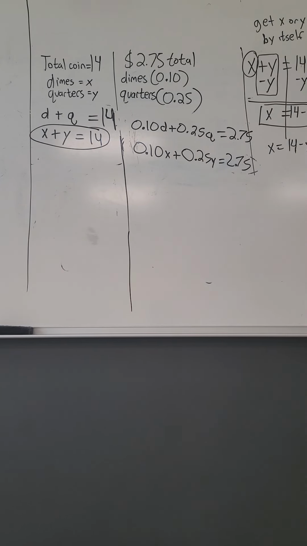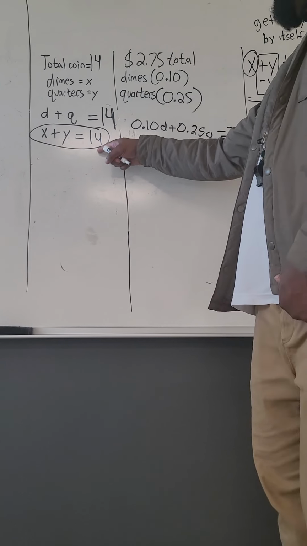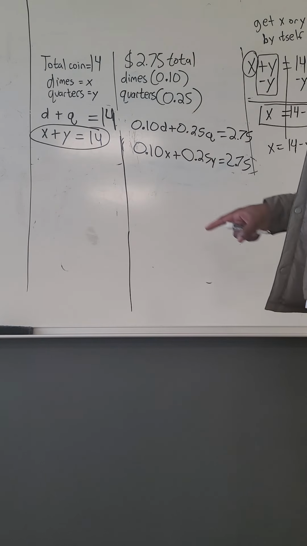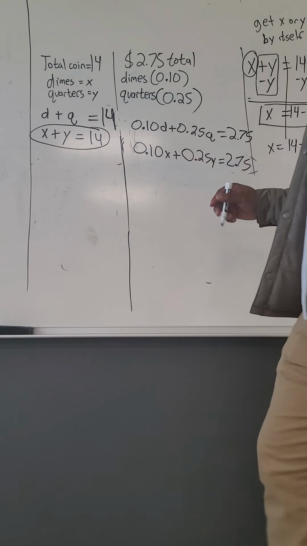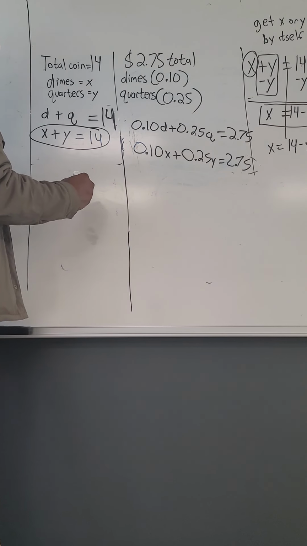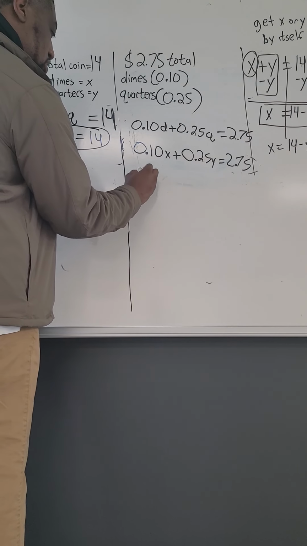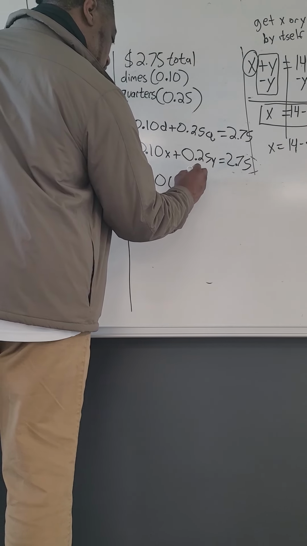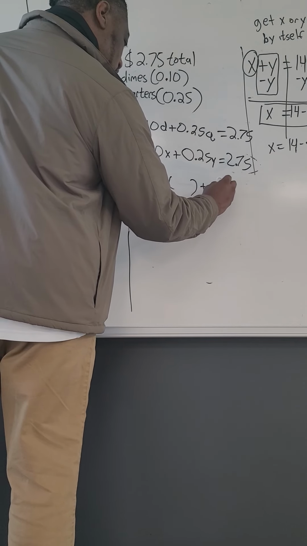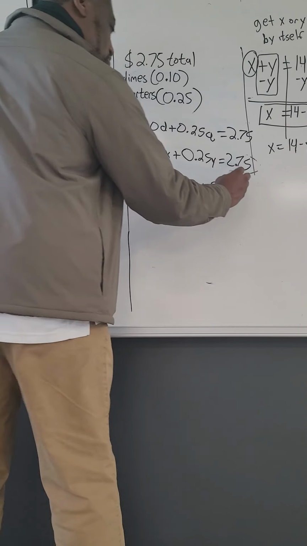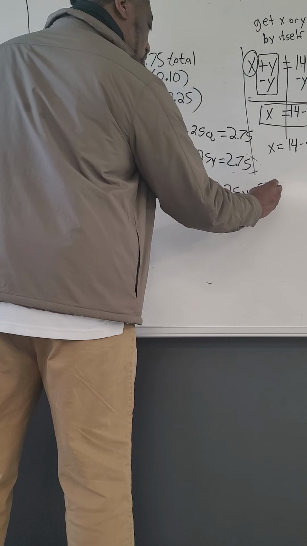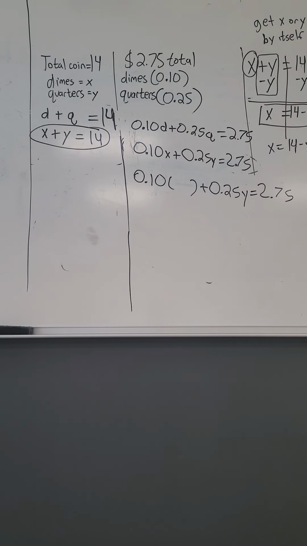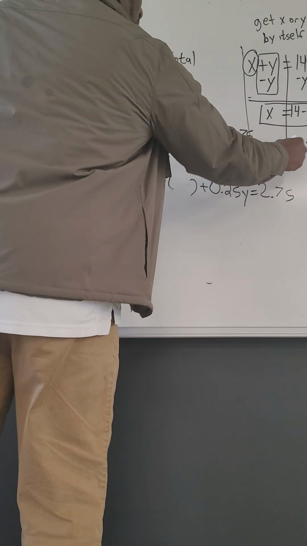I have something by itself now. Now I'm going to plug that into the other equation. Since I used this one right here, now I'm going to have to use this equation over here, and I'm going to put in 14 minus Y for whenever I see an X. So it'll end up being 0.10 times X plus 0.25 Y equals $2.75. All right, and I know what I'm going to put in this parentheses right here. It's going to be that 14 minus Y.